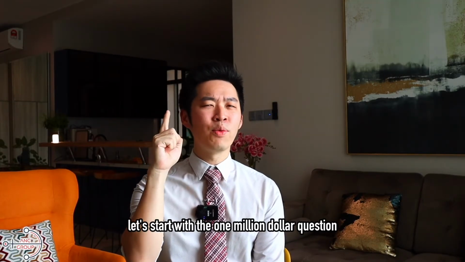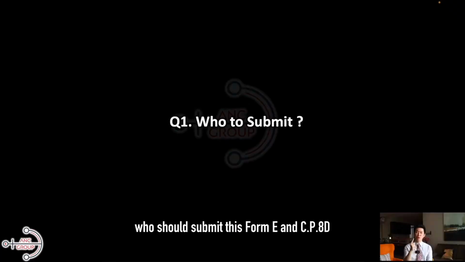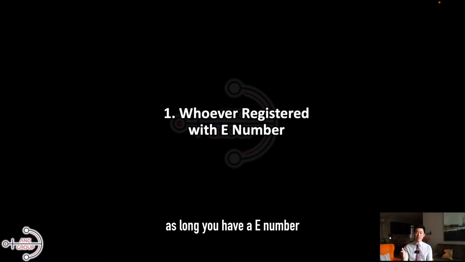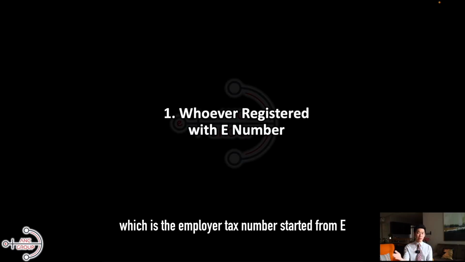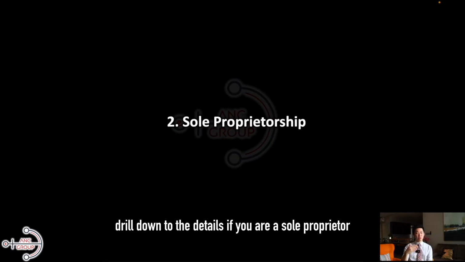Let's start with the $1 million question: who should submit this Form E and CP8D? As long as you have an E number, which is the employer tax number starting with E, you are bound to submit this Form E, regardless of whether you have any employees or not. Drilling down to the details.